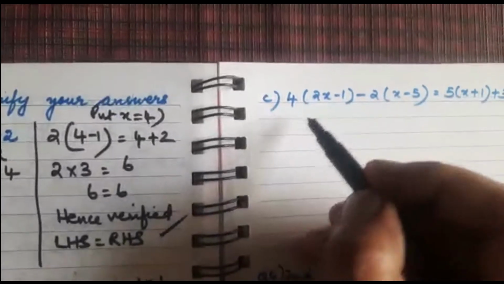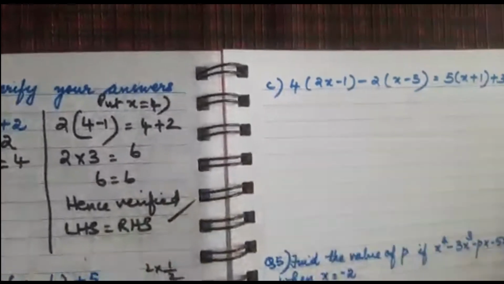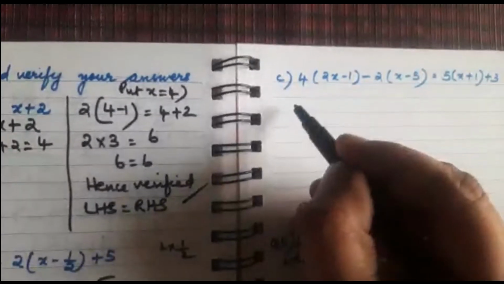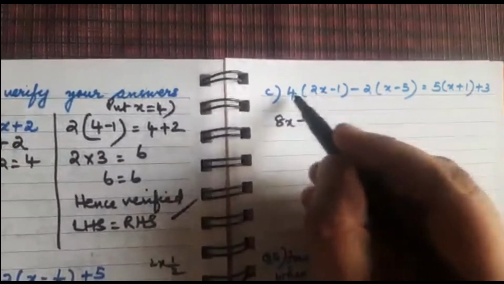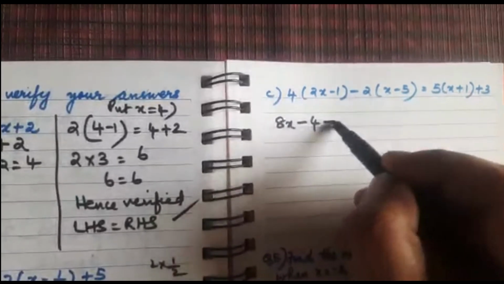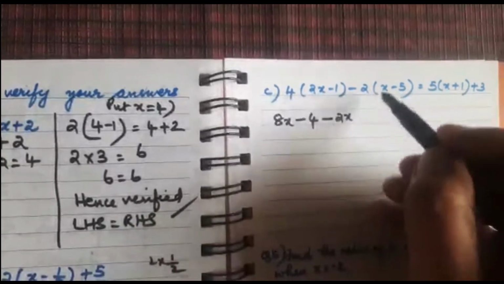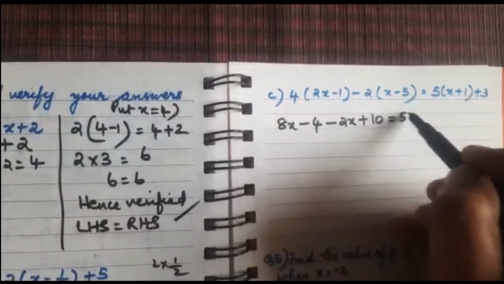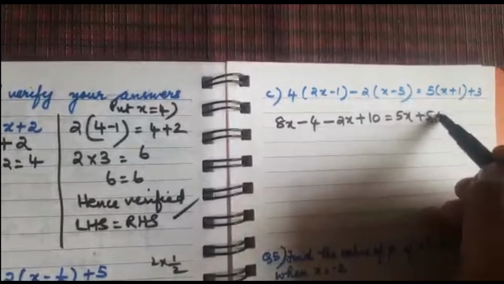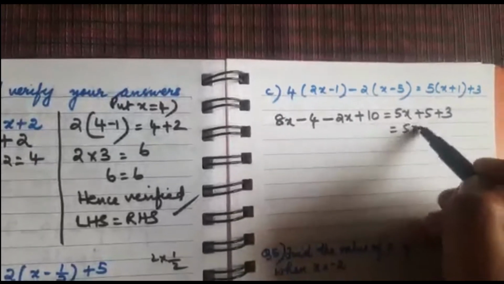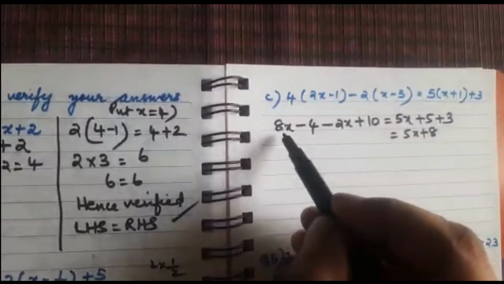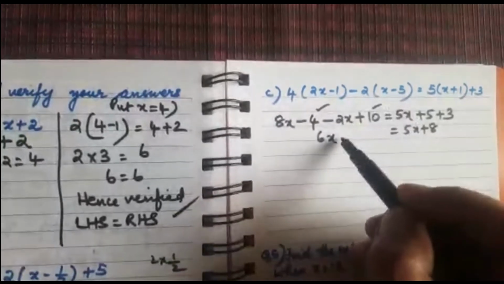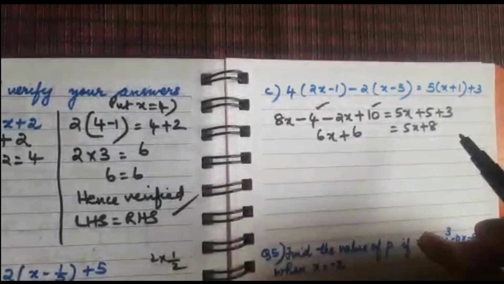Now next is 4 into 2x minus 1 equals minus 2 into. So here you will expand, that is 4 into 2, that is 8x, minus 4 into 1 is 4, minus 2 into this one, minus 2x, minus of minus is plus 2 into 5 is 10. That's equal to 5x plus 5 plus 3, that is 5x plus 8.